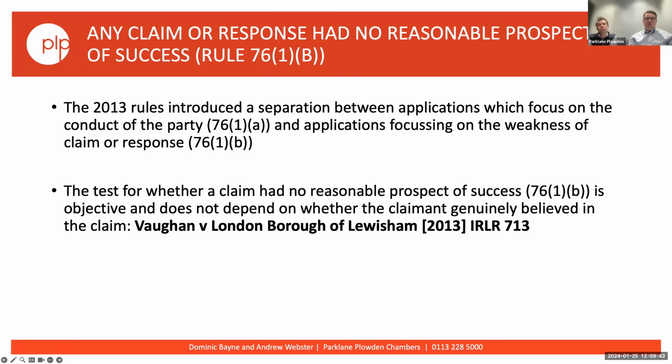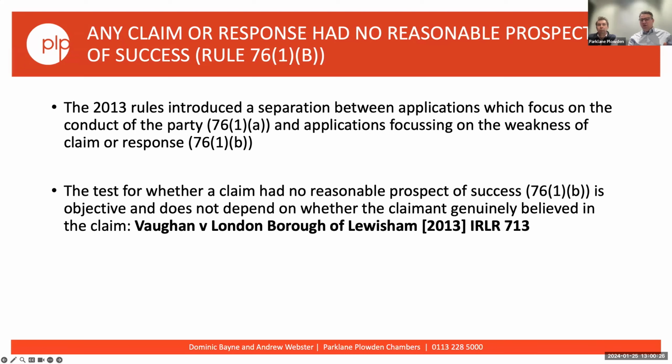In terms of reasonable prospects, briefly, it was only in 2013, actually, looking back on it, that the rules created a dichotomy for the first time between an application focusing on conduct on the one hand, which I've talked about, and this application focusing on the weakness of the claim. And as I mentioned previously, in a prospects application, one is concerned with whether the claim was objectively unmeritorious, leaving aside the question of what the claimant ought to have known had he or she gone about the matter sensibly. That's per Vaughan. Having said that, Dominic's going to talk about discretion in a minute, and at the moment I'm purely concerned with the gateway.